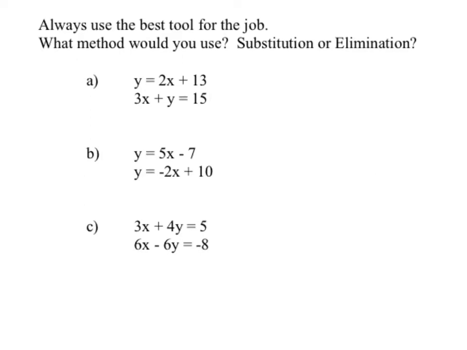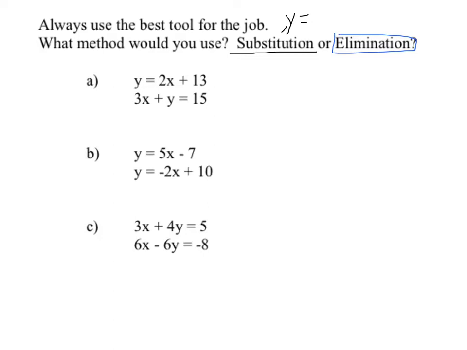But what if you aren't given the directions to use one or the other, and you have a choice? Well, substitution is best if you happen to have one of the equations solved for a variable already. Elimination is best if you have the two equations in standard form and you notice that there's some opposites so that when you add them vertically something cancels. So again, being strategic and efficient at the same time.